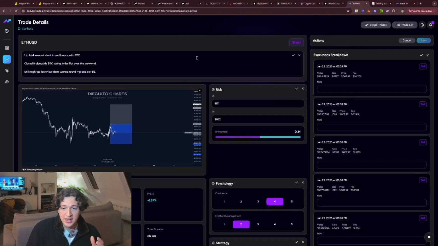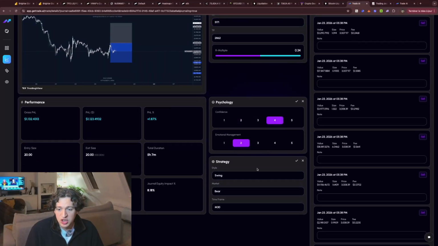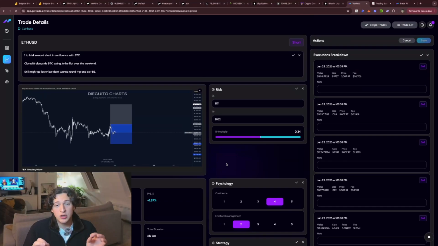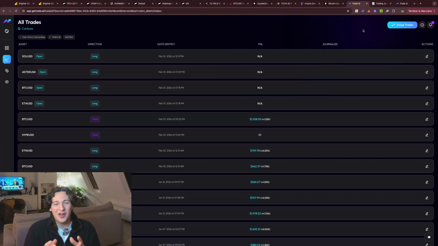This is very easy. You just click here and then you can write down whatever you want. You can change this, you can change the psychology, you can select if it's a swing or scalp or whatever. And it's very easy. It takes literally 1 minute after every trade. Then you can go back to the trade list, and if you didn't journal all your trades, what's very funny with TradeAI is that you can do like a Tinder of your trades.